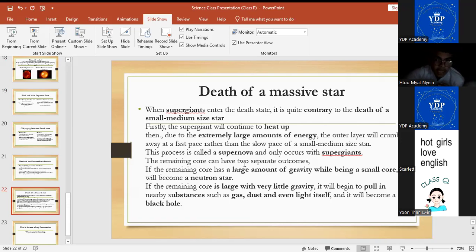The remaining core can have 2 separate outcomes. If the remaining core has a large amount of gravity, whilst being a small core, it will become a neutron star. If the remaining core is large with very little gravity, it will begin to pull in nearby substances such as gas, dust, and even light itself, and it will become a black hole.